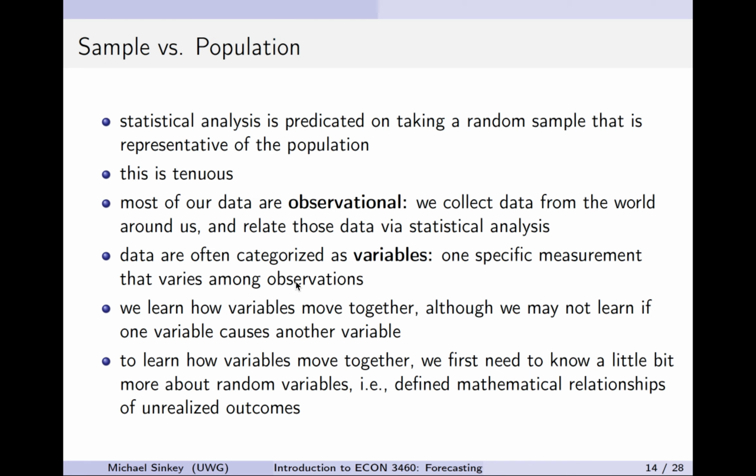So most data that we observe, however, is observational. So I collect the data from the world around me, and then I just relate those data to each other. And data are often characterized as variables. So variables, I have one specific measurement that differs among observations. When we do this statistical analysis, we're doing it on observational data and we're relating variables to each other. And so we're often trying to figure out if the value of a variable is consistent with what we believed or how these variables move together.